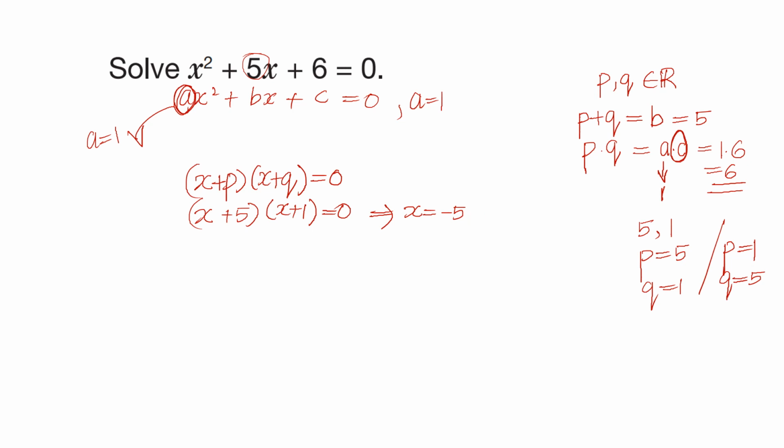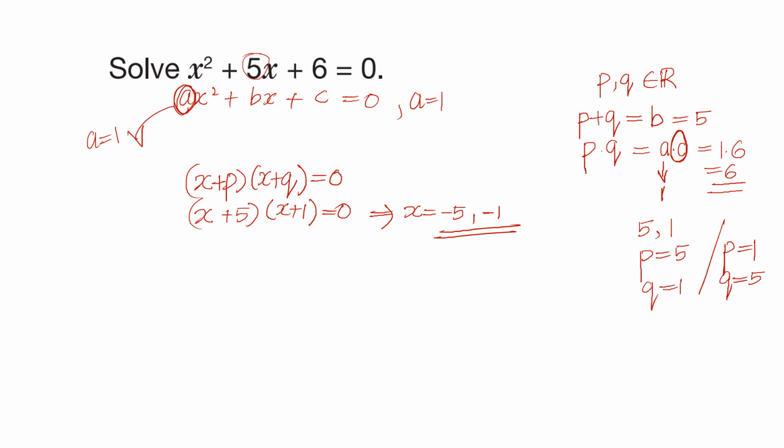So I think this is okay. The value of x can be either minus 5 or minus 1, or it can be both. No issues. So this is a method of finding the value of x when it is a quadratic equation by factorization method. So we need to find two numbers p and q, since the product should give you the constant term, that is 6, since the coefficient of x squared is 1, and the sum of p and q should give you the coefficient of x, that is 5 here.